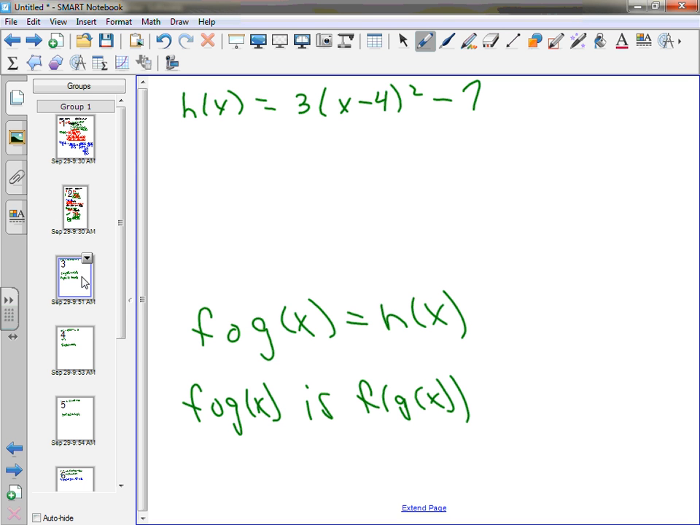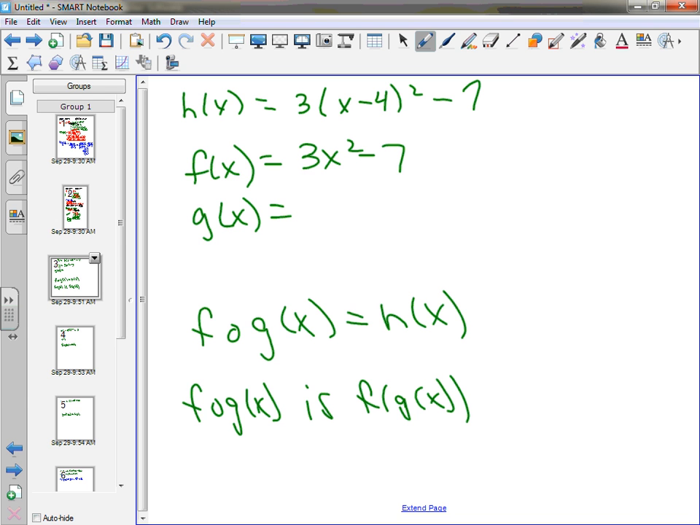Now, I have h of x. I need the 2 functions that give me f of g of x. Here's f of x. Here's g of x. What are my 2 functions? f of x is 3x squared minus 7, and the jump into the parentheses, x minus 4, is going to be g. Do we all understand that? Okay, let's do another one.